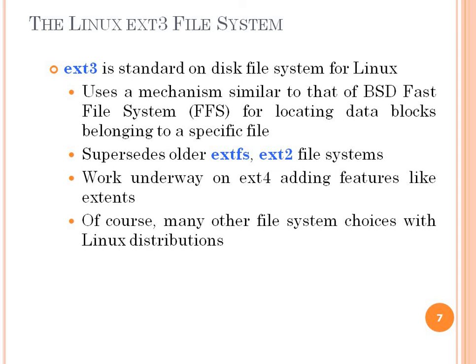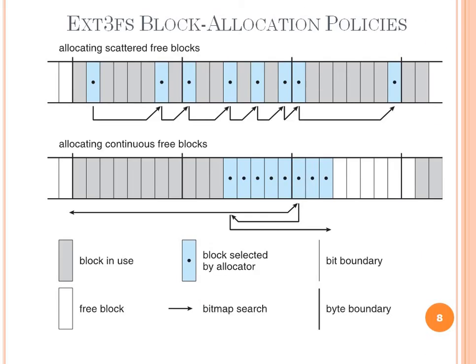ext3 is a standard file system for the Linux that we use, and here we have the fast file system, FFS. A BSD-based file system implementation is there for locating data blocks belonging to a specific file, and it supersedes the older extfs and ext2 file systems. So ext3 is the latest that is actually used as a Linux file system, and we also use ext4, by adding features like extents. A few extensions are added to ext3 to get the ext4 file system. Of course, there are many other file system choices with the Linux distribution, but ext3 is the best choice.